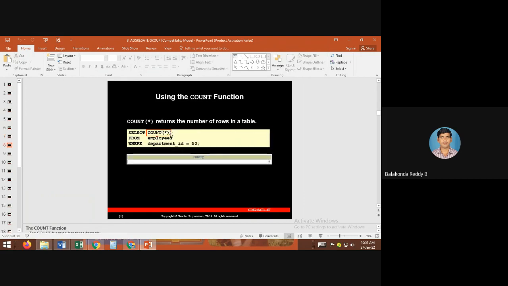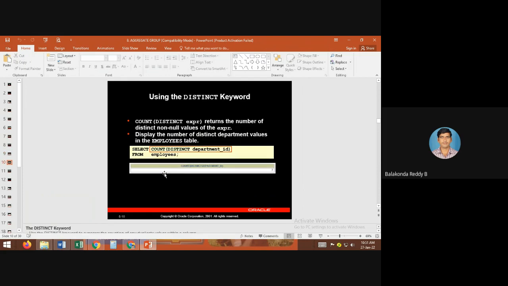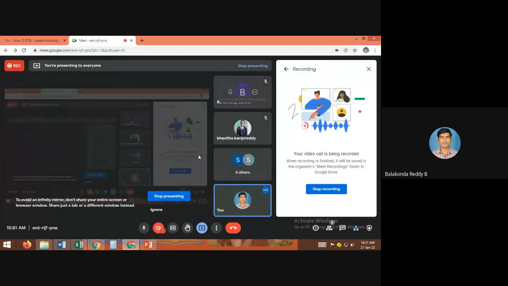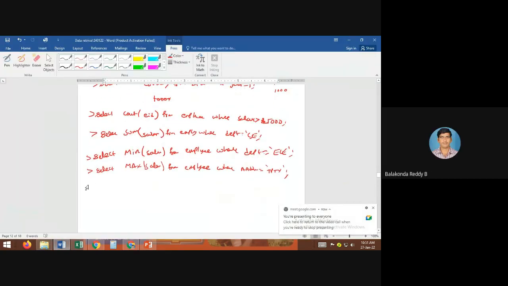See here, count of salary from employee where department ID equal to 50. So those who have department ID 50, that employee count it displays. See here, count of distinct of department ID from employees. What is the meaning of that one?